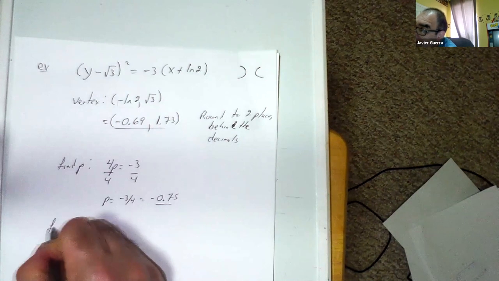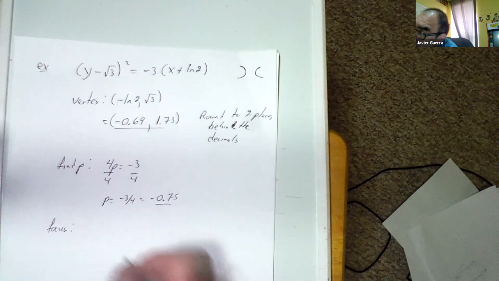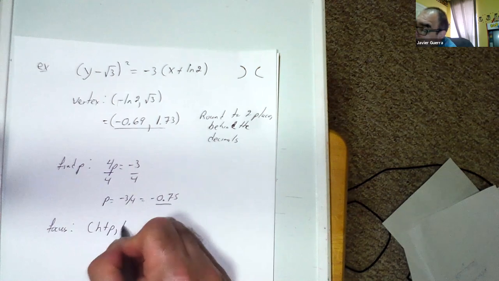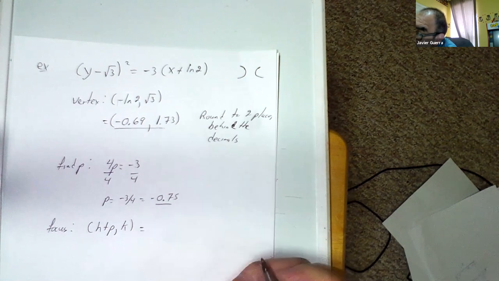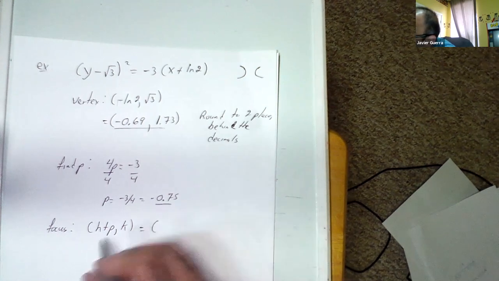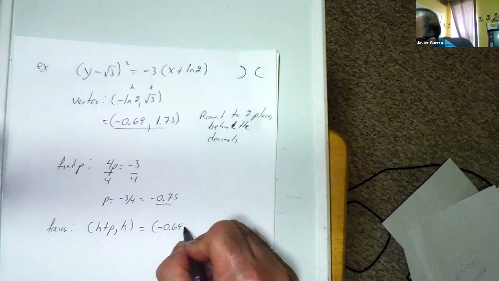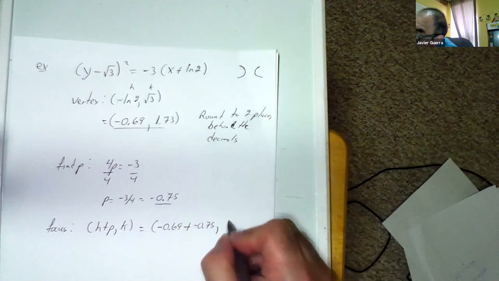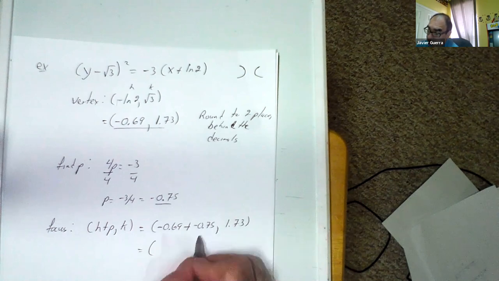Focus. This one should be H plus P, comma K. Okay, there's my H, there's my K. So I'm gonna do negative 0.69 plus negative 0.75, comma 1.73. So I'm gonna have to calculate that number.